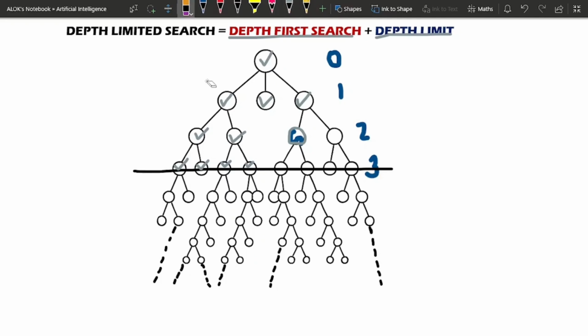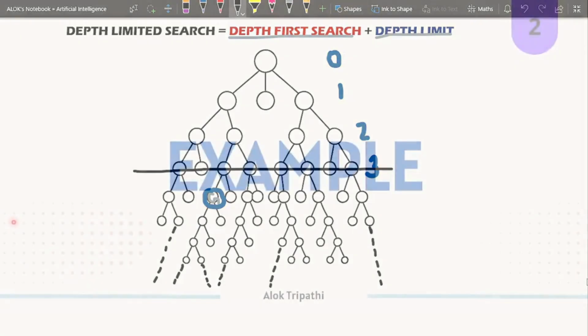Immediately one question should come into your mind: what if I am having my goal node over here? You can see it is falling outside our depth limit. So what will happen is that the DLS algorithm will never find this goal node. So over here it is incomplete in nature if the goal node falls beyond the depth limit, and it is complete only when the goal node falls within the depth limit, right? So that's the working of DLS.